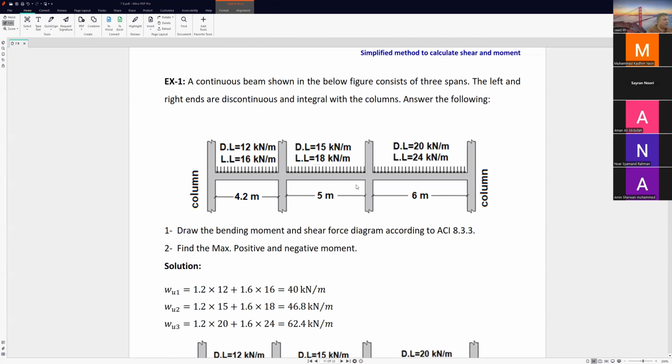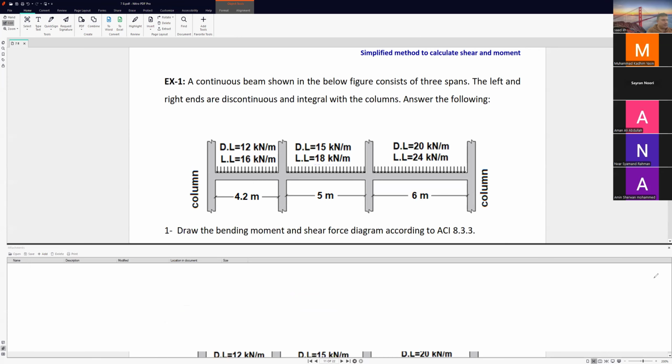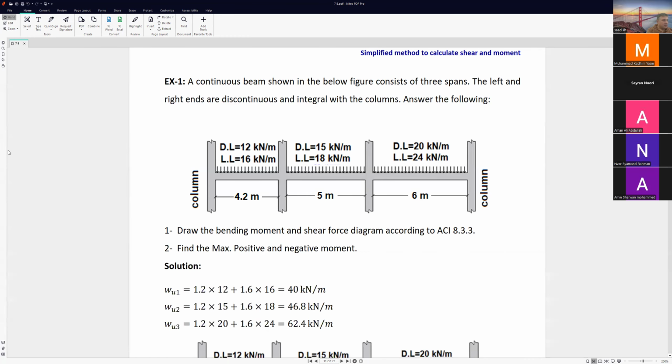Okay, so now we have three spans. What's the difference between two adjacent spans? So let's solve this one. 5 minus 4.2 divided by 4.2 times 100%. So what's the difference? It is 0.8 over 4.2 times 100.